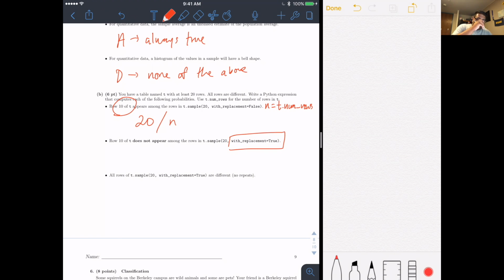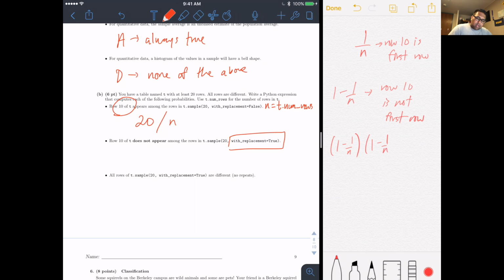So the probability that row 10 is the first row, that's 1 over n, right? So the probability that row 10 is not the first row would then be 1 minus 1 over n. And then we can apply that for each of the rows, right? So there's a 1 minus 1 over n probability it's not the first row.